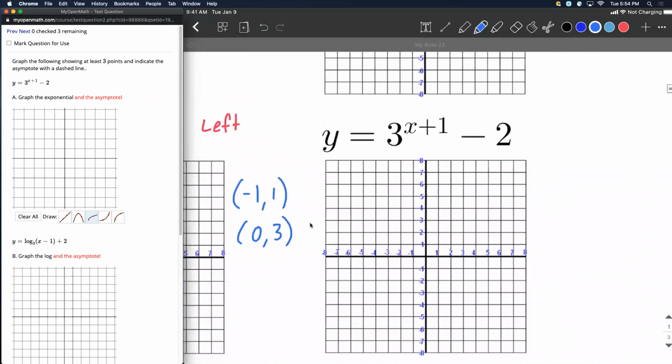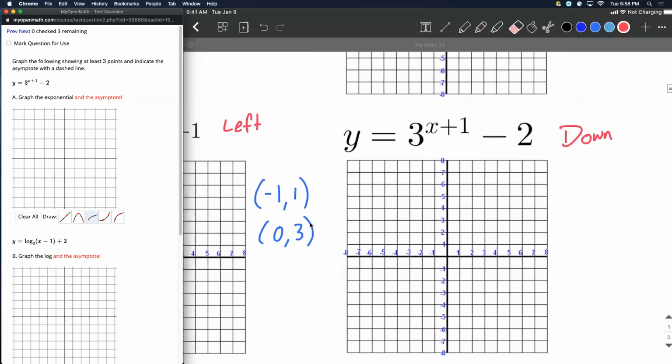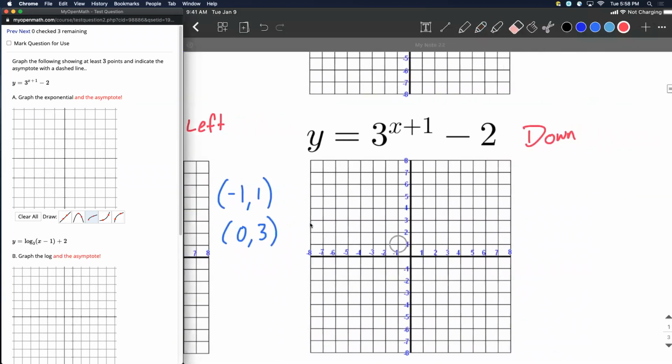And finally, the last transformation we have going on here is this minus 2. The subtracting 2 is attached to the entire function. It's not up in the exponent with the x. So this is going to be a vertical movement. It's going to move everything down 2 units. So again, we're going to track our key points. They were at negative 1, 1. So that moves down 2 units. It's going to be at negative 1, negative 1. And our other key point was at 0, 3. It's going to get picked up and moved down 2 units as well. So it's going to be at 0, 1.